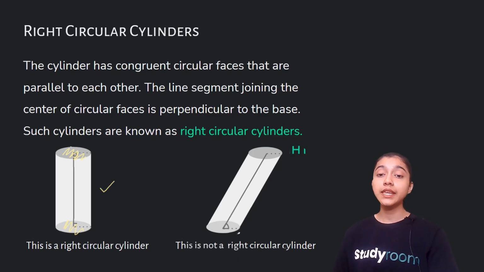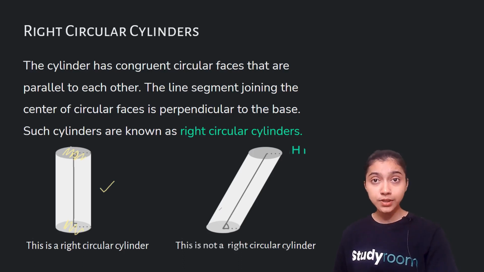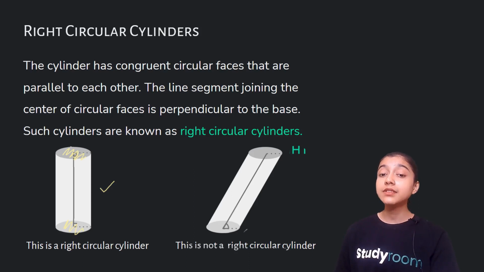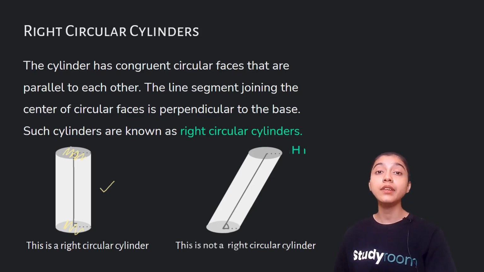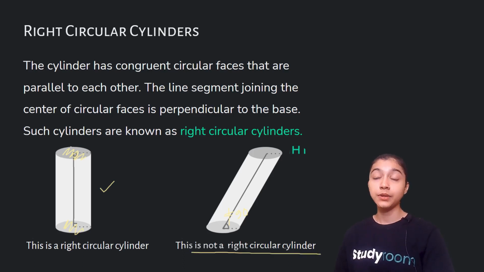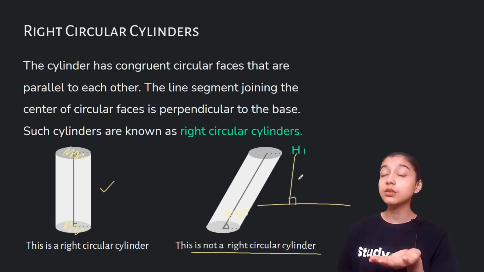And over here another example is given. This is also a cylinder, but why is it not a right circular cylinder? Because the angle that the line joining the centers of the circles is making with the base is not 90 degrees. It is not equal to 90 degrees. That is why we can say that this is not a right circular cylinder, because for a right circular cylinder, the angle that the line joining the centers of the circles makes should be equal to 90 degrees. That means this line should make an angle of 90 degrees with the bases of the cylinder.